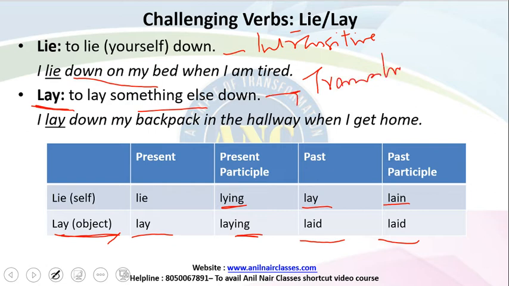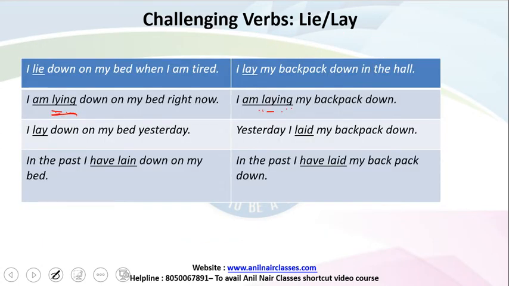Always remember, in most of the cases, the transitive verb will have almost the same forms of verbs. Same form of the verb in its different tenses. Right? So you're saying, I lay down on my bed yesterday. Yesterday I laid my backpack down. You can't say I laid down. That is incorrect. Laid is for the object. In the past I have lain down on my bed. In the past I have laid my backpack down.